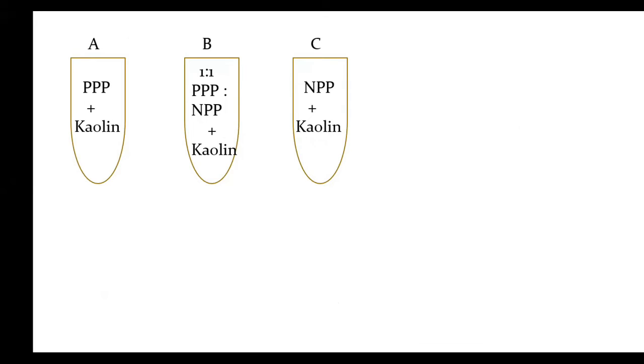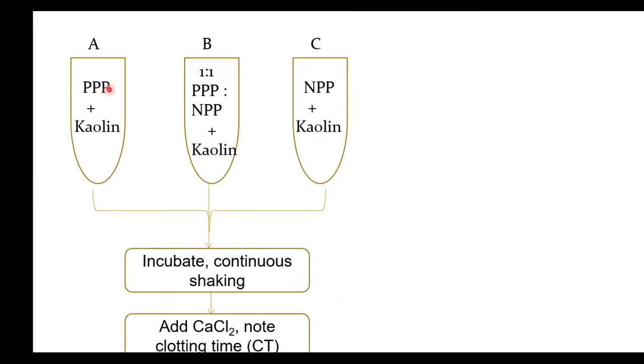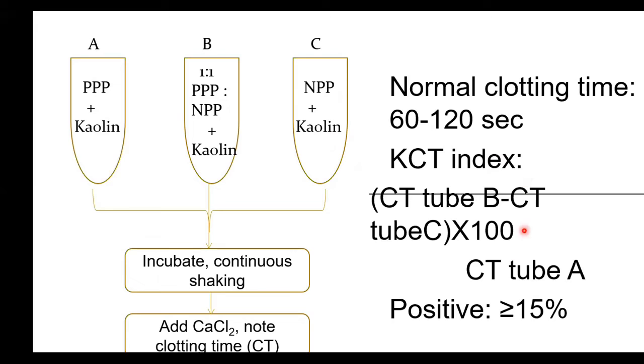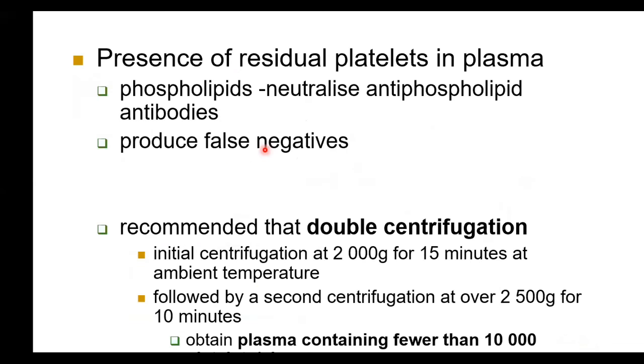Then KCT, very old institutes and traditional institutes do it. It is a kaolin clotting time, in which we compare the values in the three different mixtures which are produced. One is patient's plasma with kaolin and measuring the clotting time. Then 1:1 mix, and NPP, normal plasma versus kaolin. And then the results are expressed. So the normal clotting time is 60 to 120 seconds. And the KCT index, which is clotting time of B minus C upon A, and if it is more than 15%, then it is positive for lupus anticoagulant.